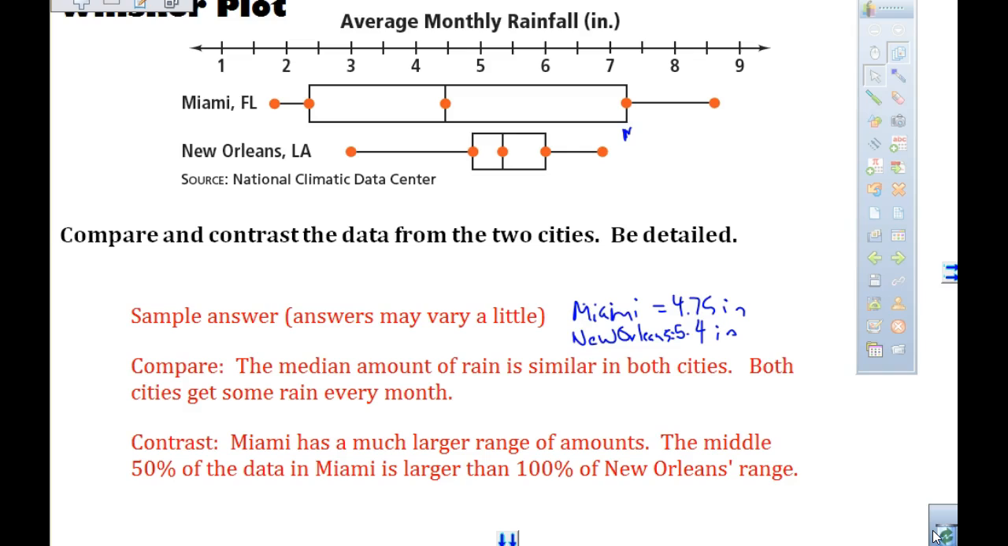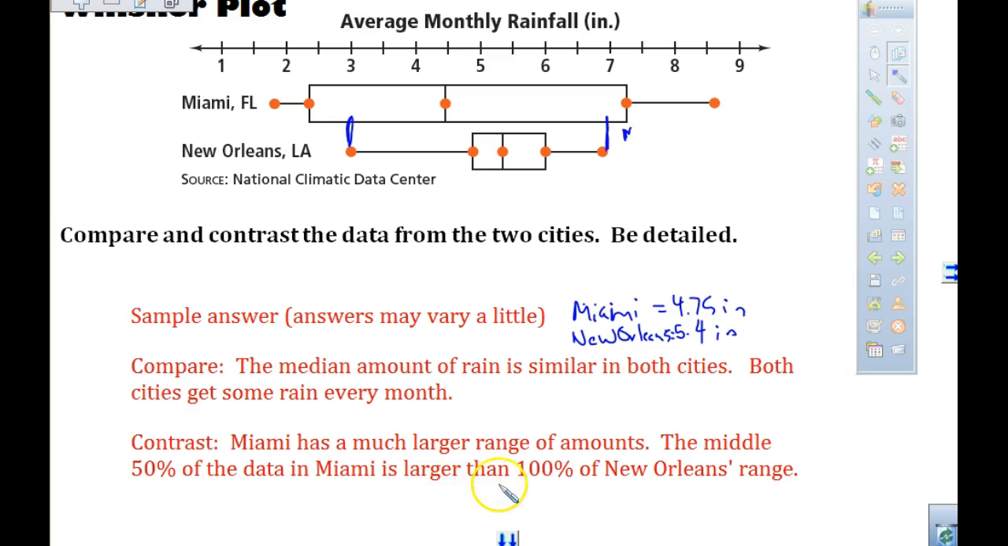And what do you notice about New Orleans, if you look at this, is that when you're looking at New Orleans, look at where all of it fits within the 50% of Miami, right? 50% of Miami's rainfall each month, how much they get varying every month out of the 12 months of the year. New Orleans is always within that 50%, right? So the middle 50% of Miami's is larger than 100% of New Orleans, right?